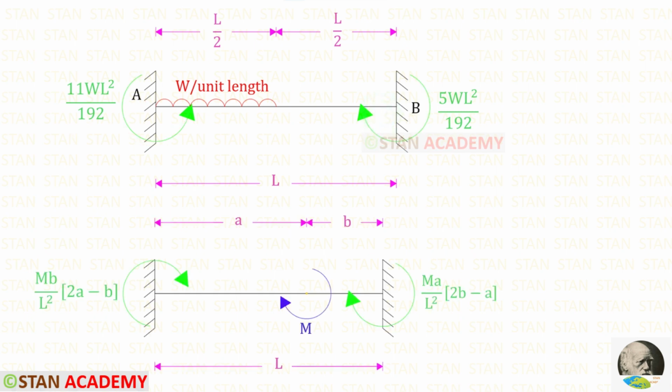If in the fixed beam, there is an eccentric concentrated moment M, and it is acting in the clockwise direction, these are the formulas to find the fixed end moments. Initially, we have to assume that both of the moments are acting in the clockwise direction. If we get any negative value, that means our assumption is incorrect. The moment is actually acting in the anticlockwise direction.